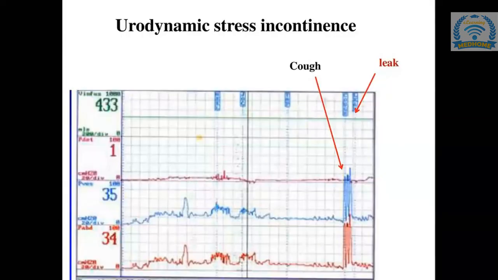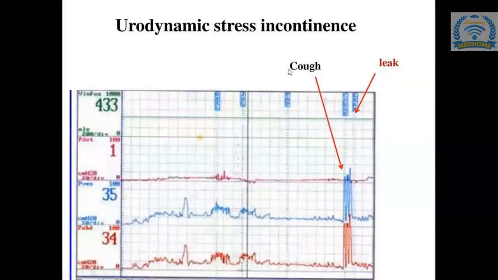In this, there is no detrusor activity, it is almost constant. But there is abdominal and vesical pressure that increases with the cough, and there is a leak.